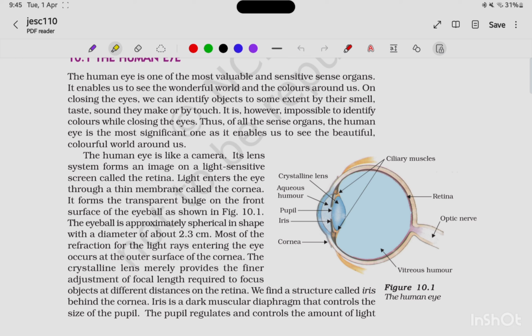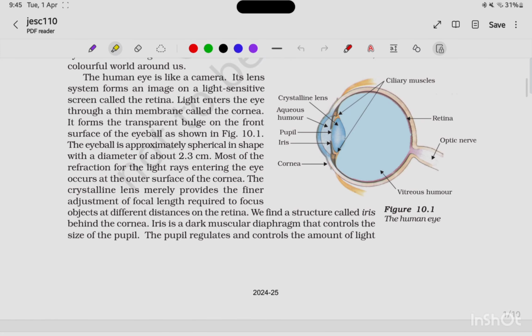Thus, of all the sense organs, the human eye is the most significant one as it enables us to see the beautiful, colorful world around us. The human eye is like a camera. Its lens system forms an image on a light sensitive screen called the retina.